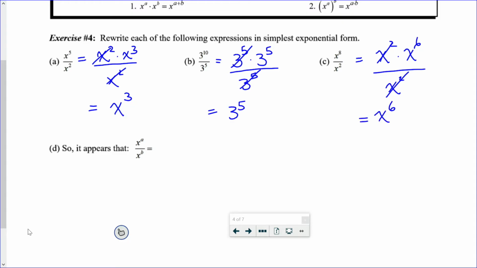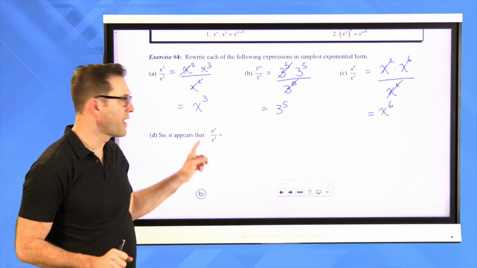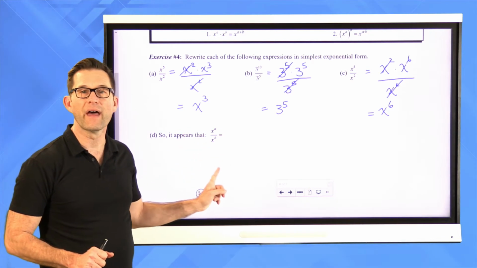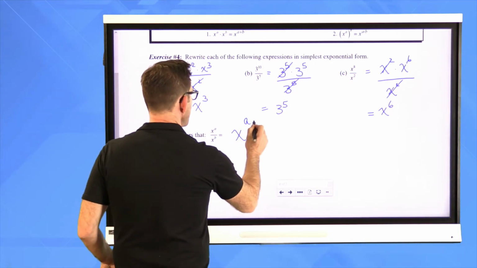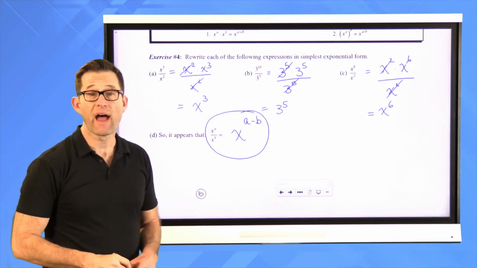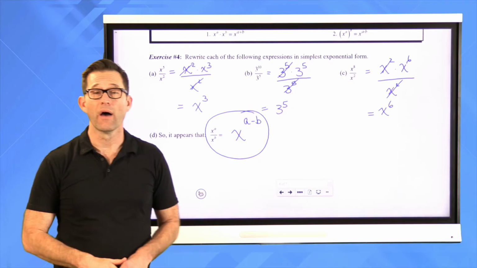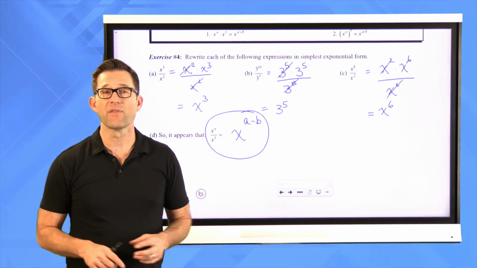Right? So what seems to be going on here? It appears that when I have x to the a divided by x to the b, I just get x to the a minus b. And that is, in fact, the third exponent law. X to the a divided by x to the b is equal to x to the a minus b.